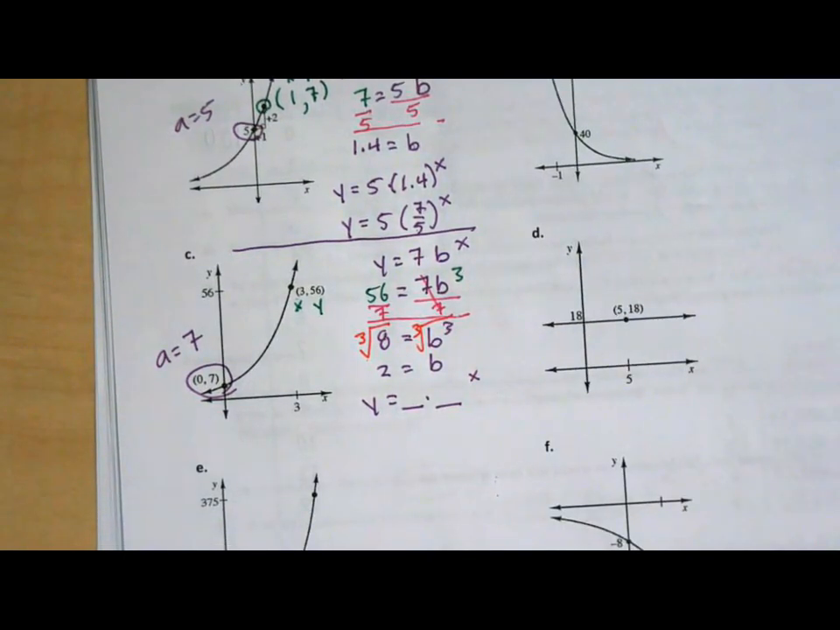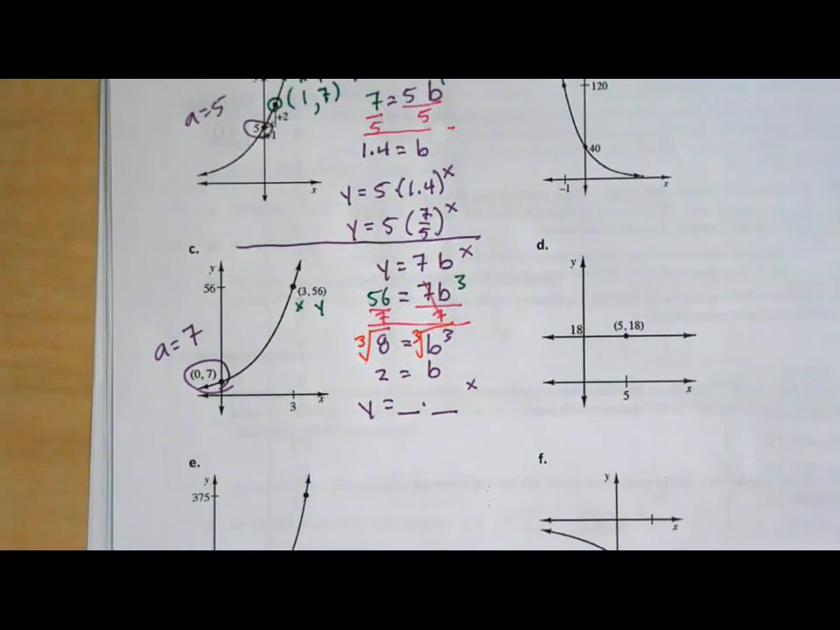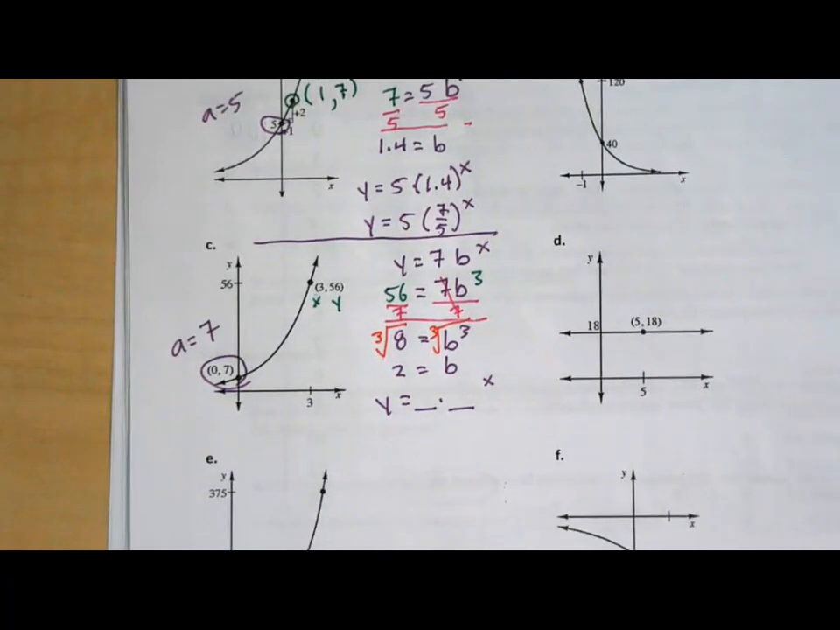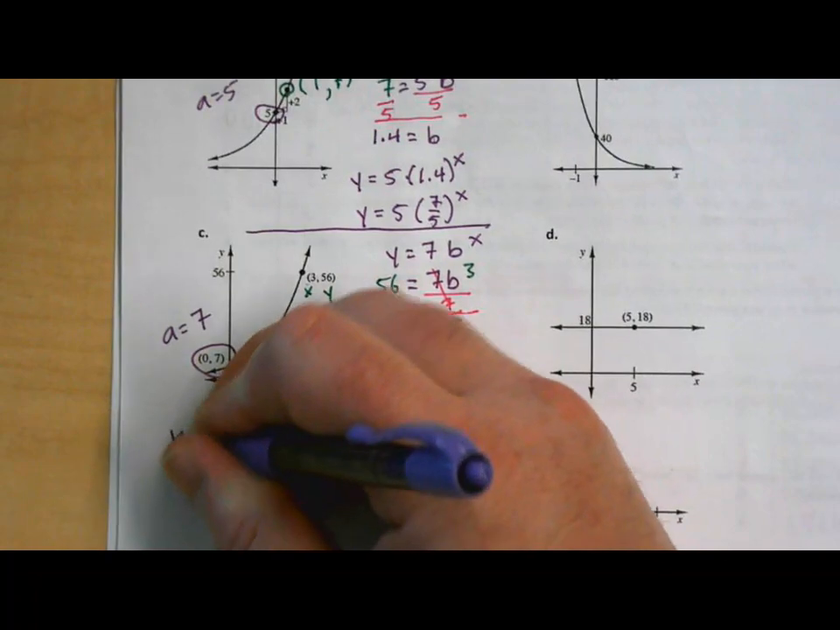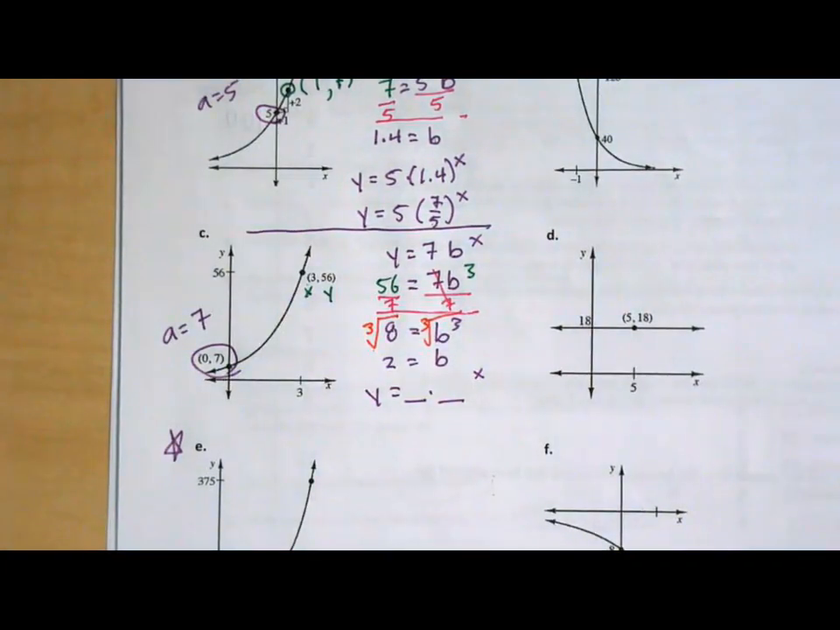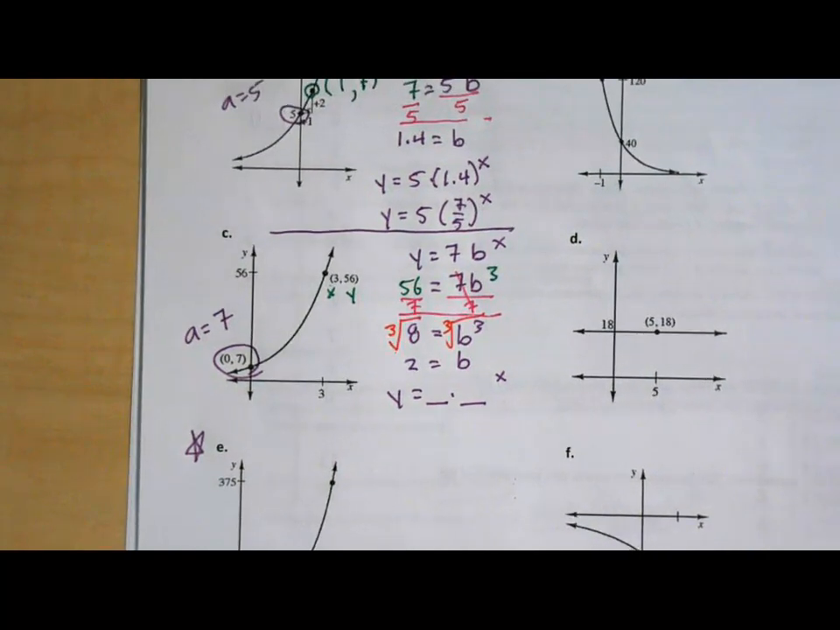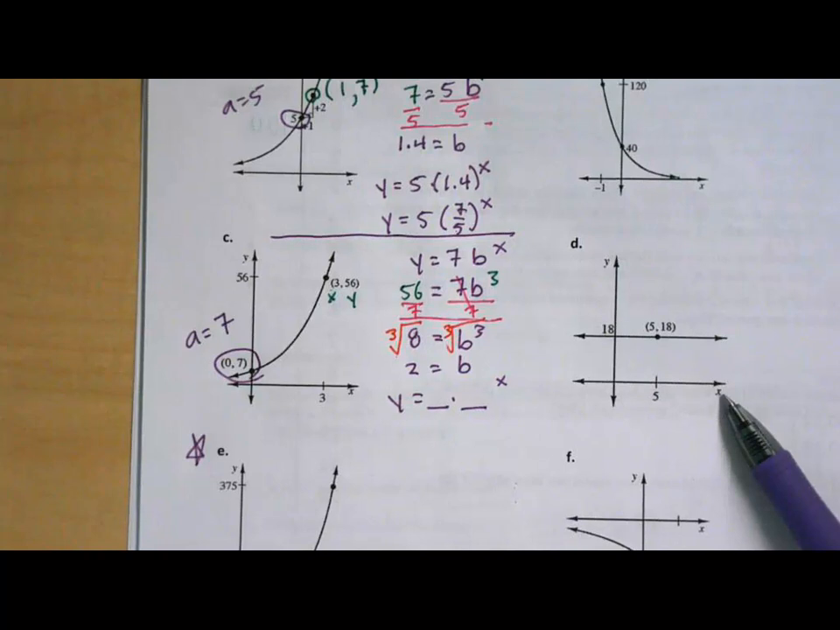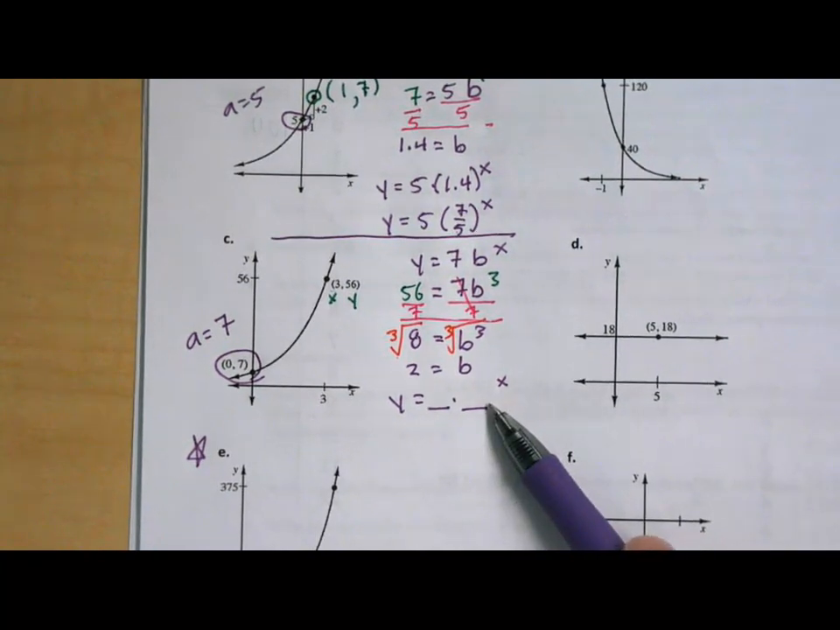All right, your goal right now is to finish the other 4. And please put a star next to E. I want you to do E last. If you need any hints on any of these, I'm more than happy to help. All of your equations will be in this format. Even D. D looks a little bit different, but you can write D in this equation format.